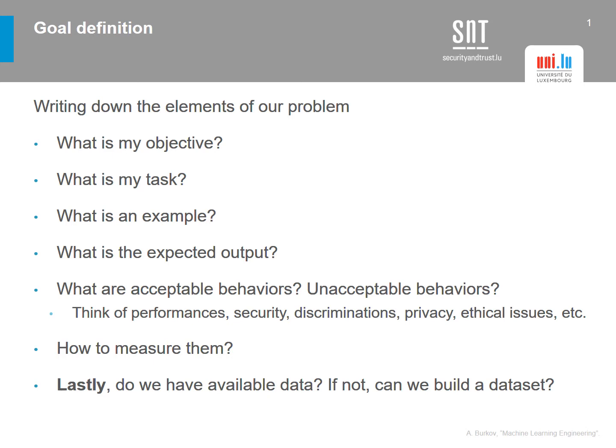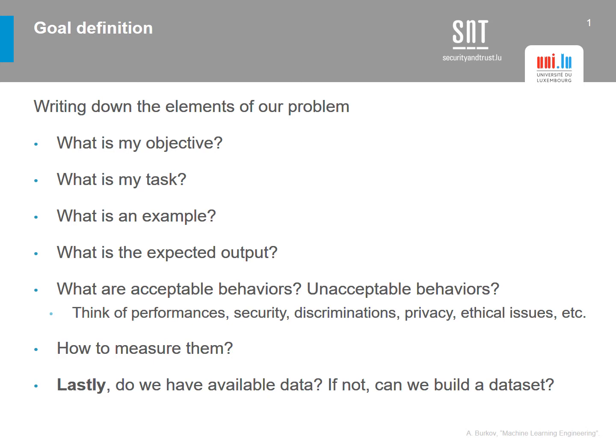If we define the different elements of our problem, then we will have a better idea on what type of data we need. Let's try to go one by one. The first question to ask is, what is my general objective? We will see some examples in the next slide, but here the idea is that the objective at this step is quite general. Then we have another one which is more specific, that is, what is my task?